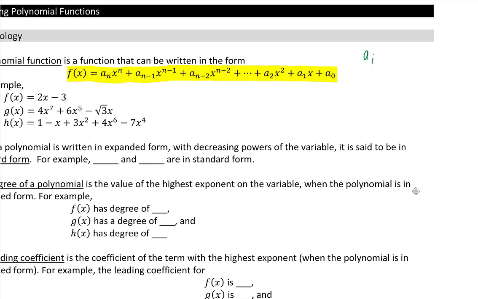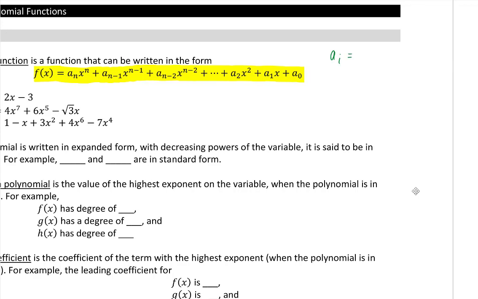Well, a sub i, where i is n, n minus 1, and so on, is equal to any real number. Any number you want to throw in front of the variable. A fraction, a decimal, an integer value, it doesn't matter. So n, or the exponent, is any number greater than 0.